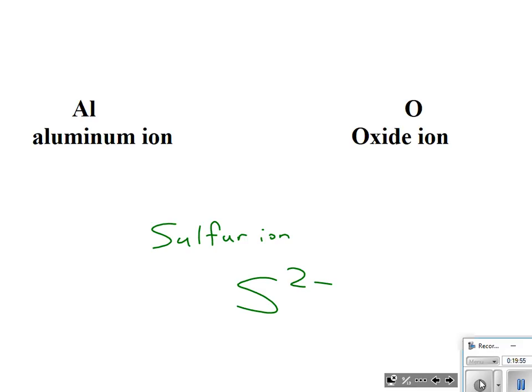Let's look at something else. Magnesium. What's the charge for magnesium going to be? How do we get 2 plus? It's got 2 valence electrons, so it's going to give 2 away, right? It's going to give 2 away.